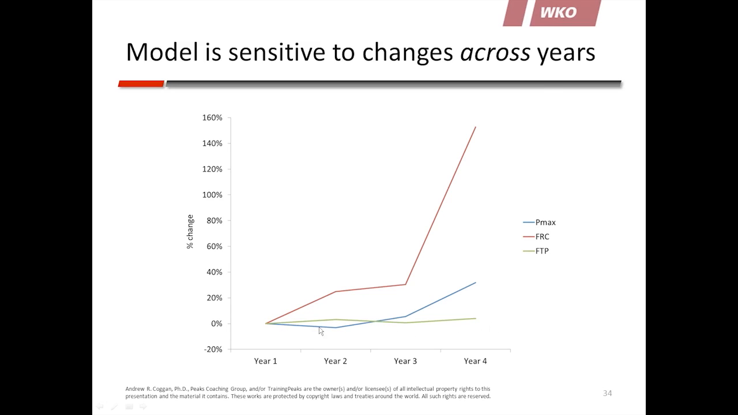But as she becomes more and more focused on the pursuit, you can see her functional reserve capacity coming up, and then a huge jump this year, and this is the year she won Elite Nationals in the individual pursuit. And similar with her Pmax coming up as she focuses on that aspect of her training.